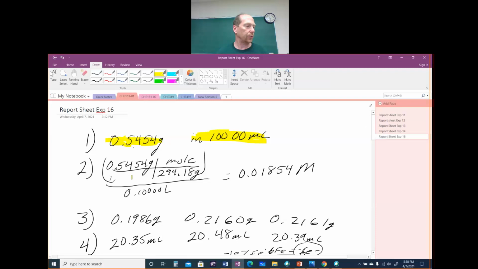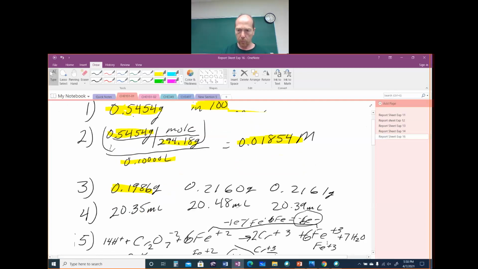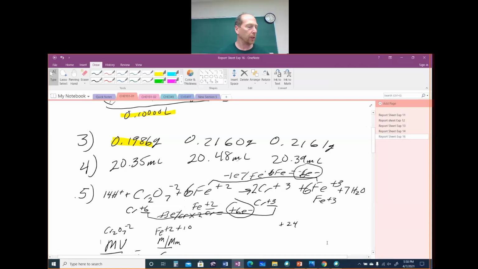All right, and then it asks for the molarity. So you take your 0.5454 grams, divide by the molar mass to give you moles, and then you convert your 100 mils to liters. That's 0.1 liter. In this example, the molarity was 0.01854. Number three is just data. How much iron oxide did you weigh out? In this case, 0.1986, 0.2160, and 0.2161.